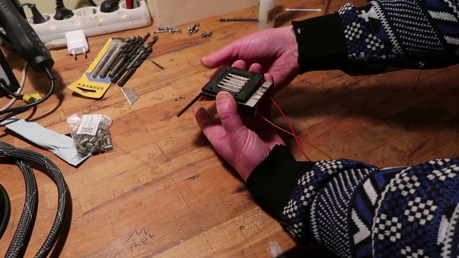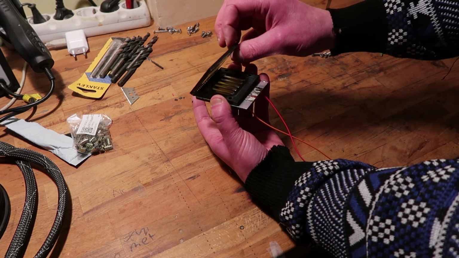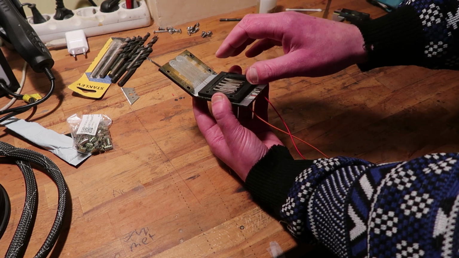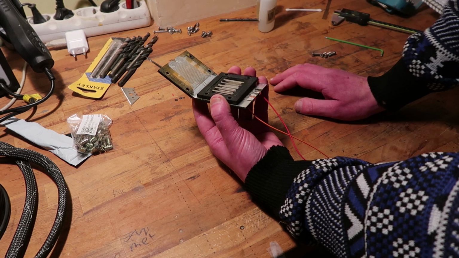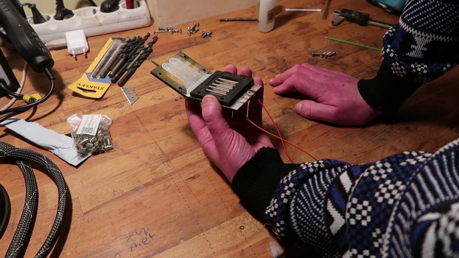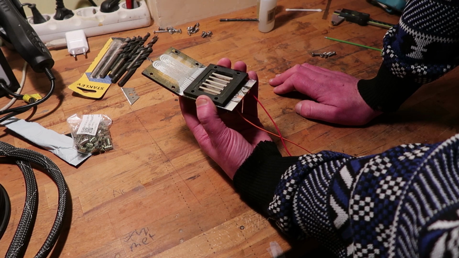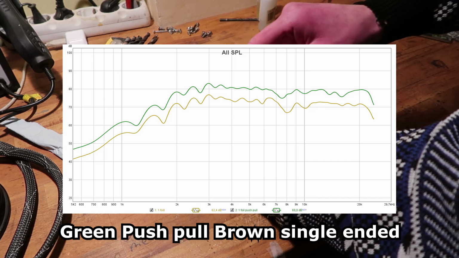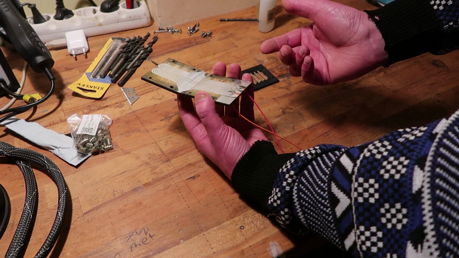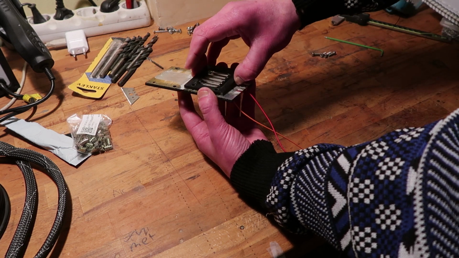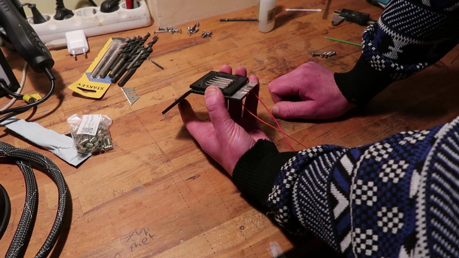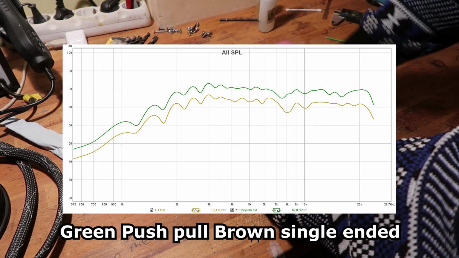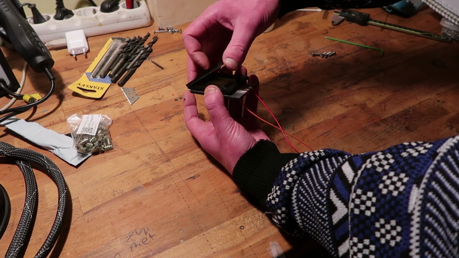Now the idea was, I flip this part over, which also has magnets that repel these, which creates a second membrane in a push-pull configuration. And I'll show you the measurement of this one in push-pull. Or maybe I'll start off in normal mode, not push-pull, single-ended, and I attach this piece, which is hard. Then you get this. And then finally, I attach this floppy thing here.